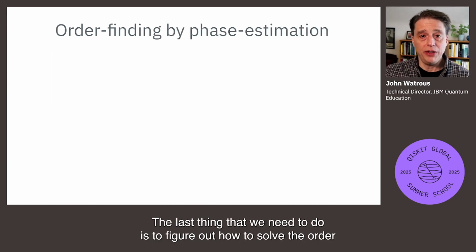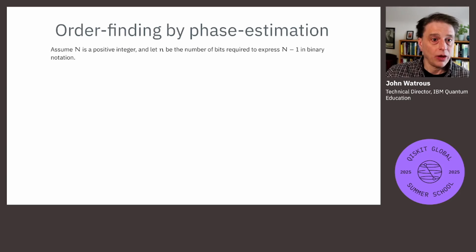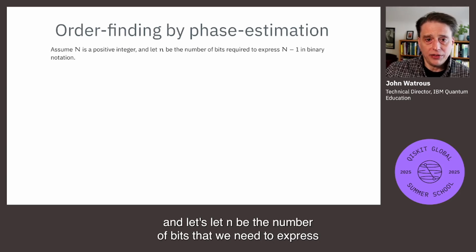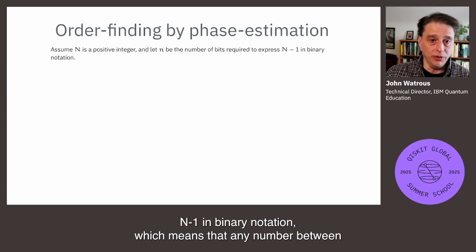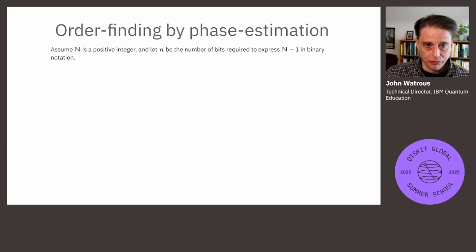The last thing that we need to do is to figure out how to solve the order finding problem on a quantum computer using phase estimation. So let's assume capital N is a positive integer, and let's let small n denote the number of bits that we need to express N-1 in binary notation, which means that any number between 0 and N-1 can be expressed in binary using little n bits.